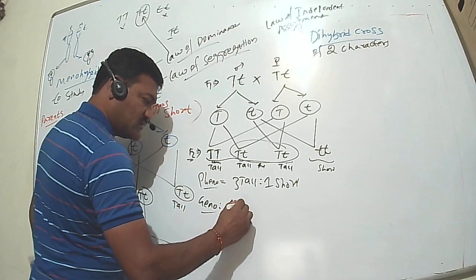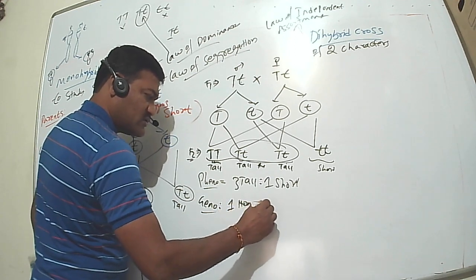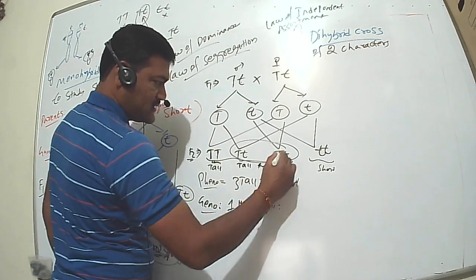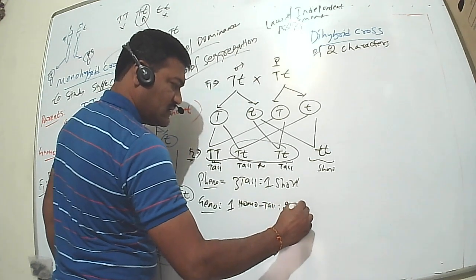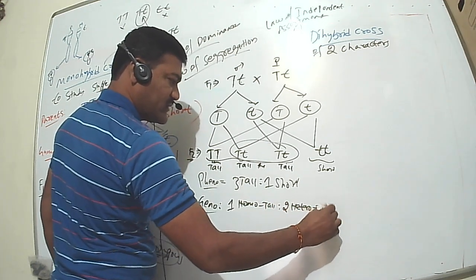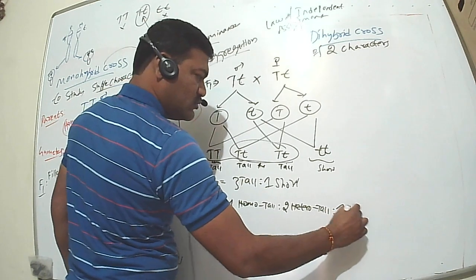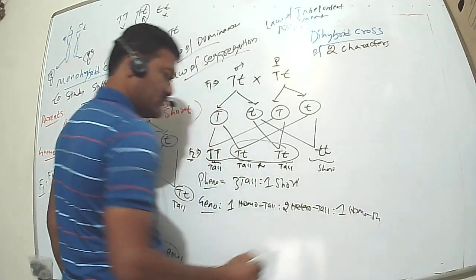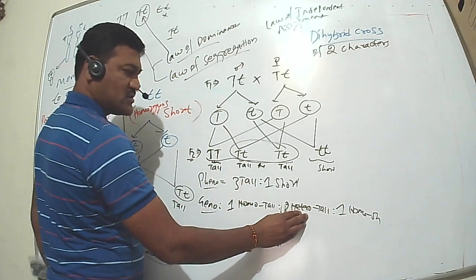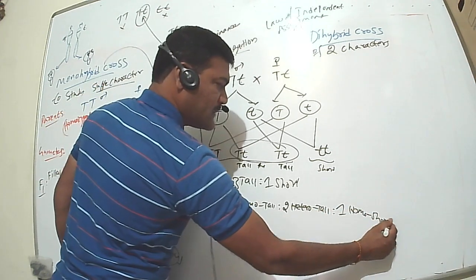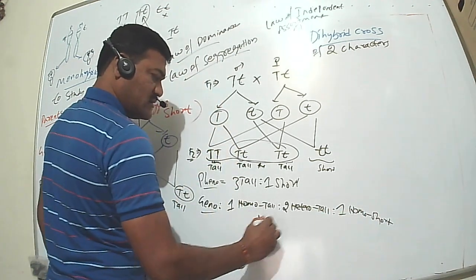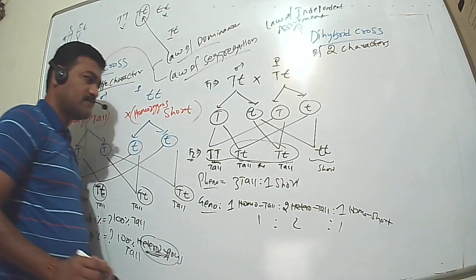So I get 1 homozygous tall is to 2 heterozygous tall is to 1 homozygous short. Or homozygous tall is to heterozygous tall is to homozygous short is 1 is to 2 is to 1.